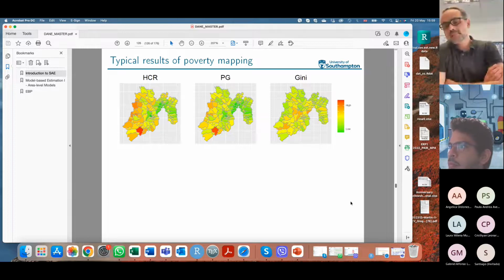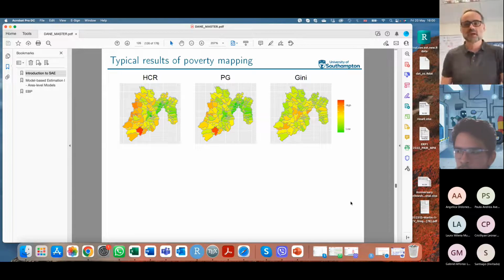You may be interested in estimating a median equivalized income, right? So that's another parameter that you might be interested in finding out about. Okay, and so what we're going to do now is see methods that will allow you to estimate those types of parameters for small areas.